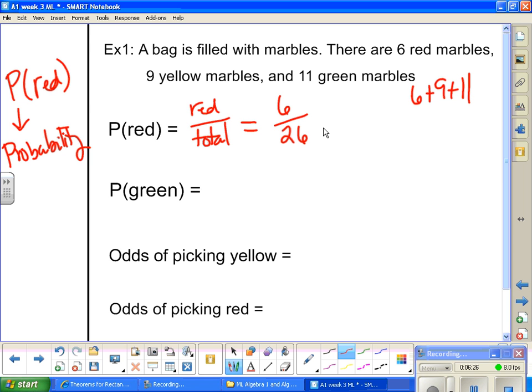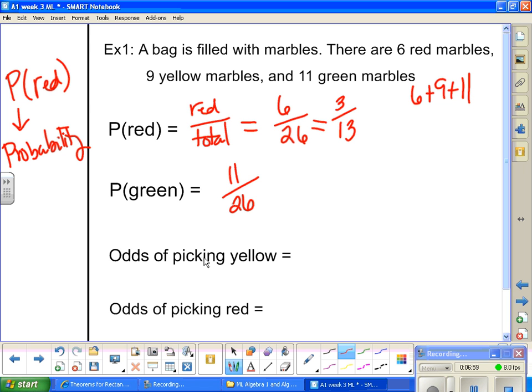So let's go ahead and reduce this. They're both even. 6 divided by 2 is 3, and 26 divided by 2 is 13. So your answer is 3 to 13. Alright, probability of green. So here there's 11 green, and there's a total of 26. Can't be reduced, so we'll just leave it as 11 over 26.